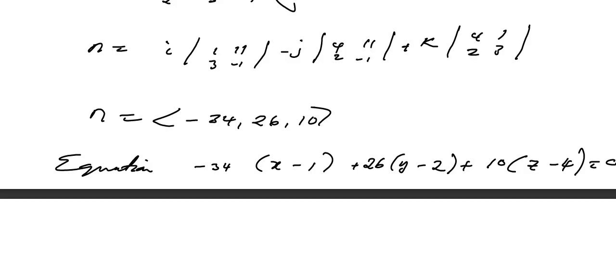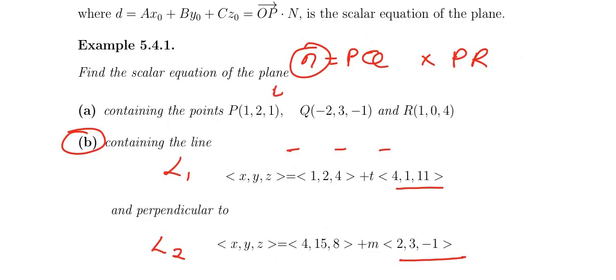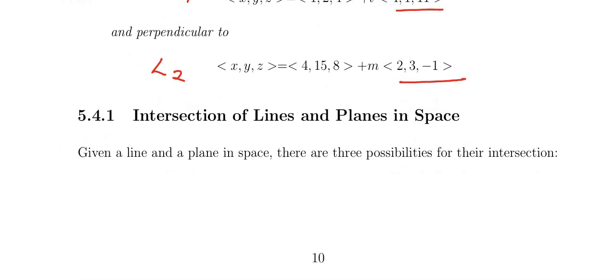That's basically what we needed to do, and the simplified version is going to give you something like this. If you finish it off, there's 17x minus 13y minus 5z plus 29 equals 0. This is what you should get. So that's the last thing that we were doing in our physical session that we had.